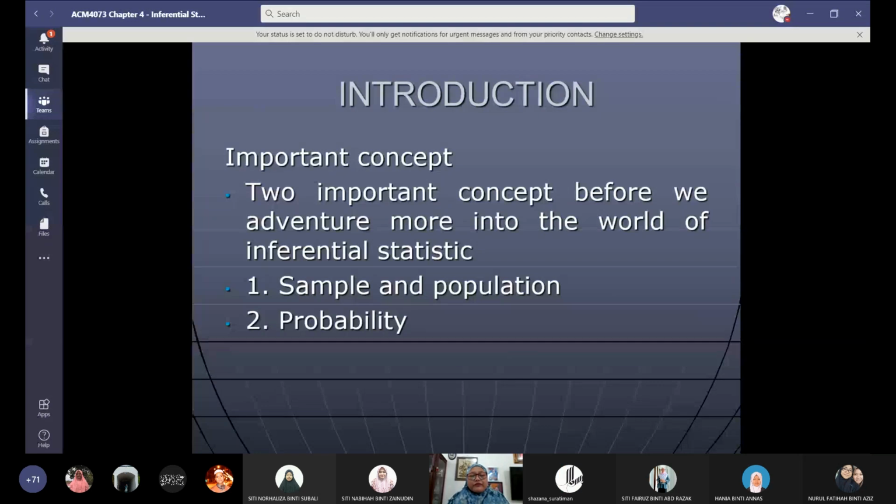There are two important concepts before we venture more into the world of inferential statistics. The first one is sample and population. The second is probability. The sample and population is each respondent. Who are they? Population is the bigger, involving a bigger number. Probability is the likelihood of your samples to be analyzed in your study.